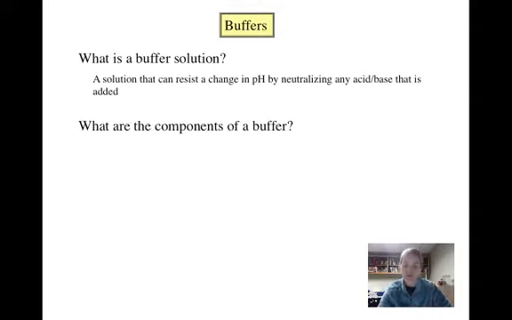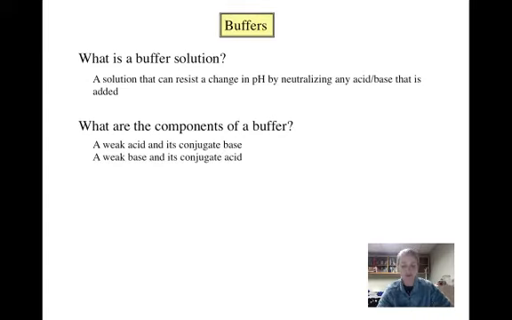There are two components to a buffer, as you must have one component that would neutralize the addition of a base, and you must have another component that would neutralize the addition of an acid. Therefore, a buffer consists of either a weak acid and the salt of its conjugate base, or a weak base and the salt of its conjugate acid.